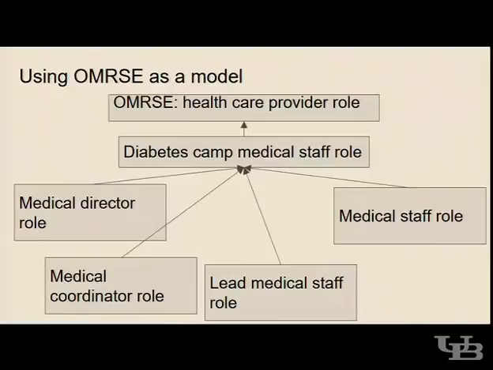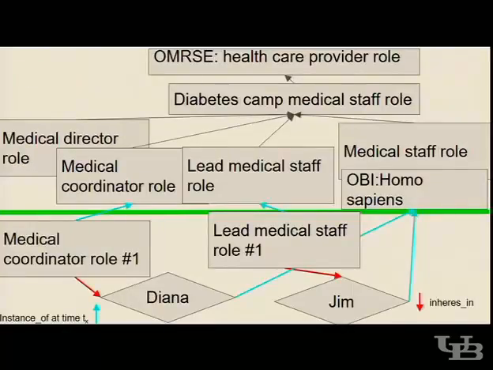For example, if that's not clear, we can say that this is me. I'm an instance of Homo sapiens at some time. And there inheres in me, this is supposed to be a diamond, some instance of lead medical staff role. It inheres in me, and that role is an instance of lead medical staff role.